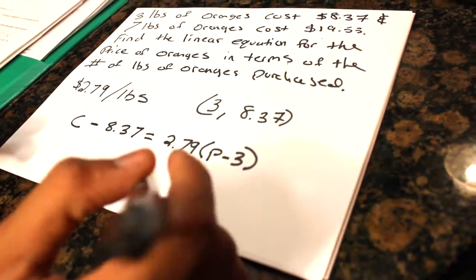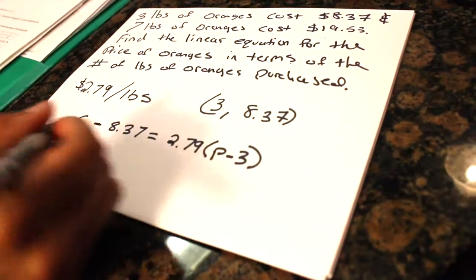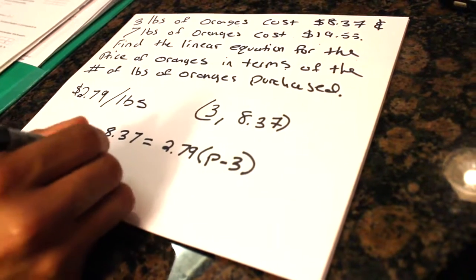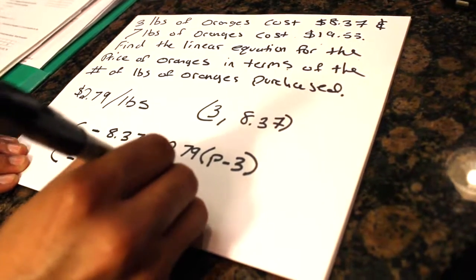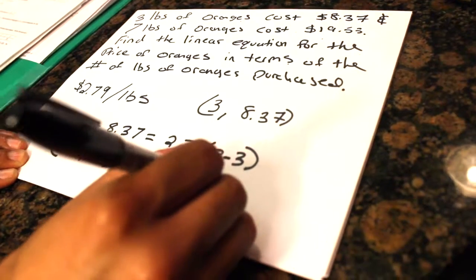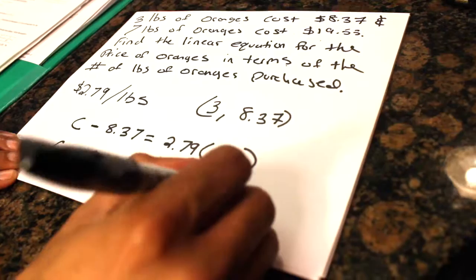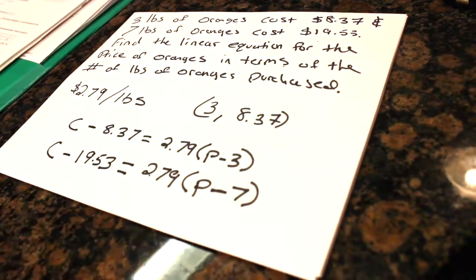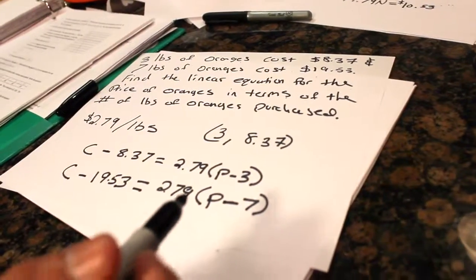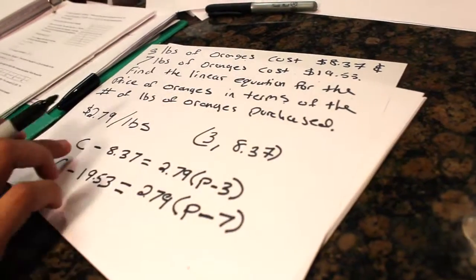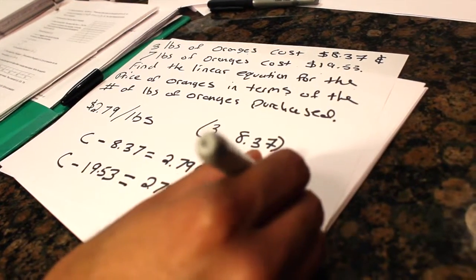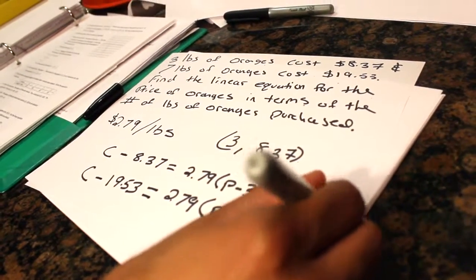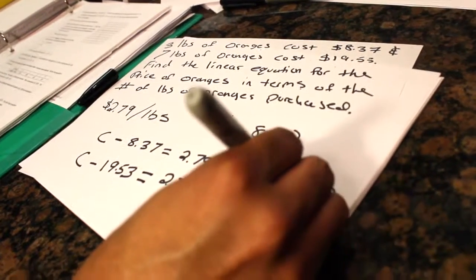And using this will simplify, and then for the second part of this, you would use the cost minus $19.53 equals the $2.79 slope times the number of pounds minus 7, and that would be for the second part. And like I said, this part would simplify, which would equal C, the cost, is equal to $2.79, which is the slope, times P, and that will be your simplified form.